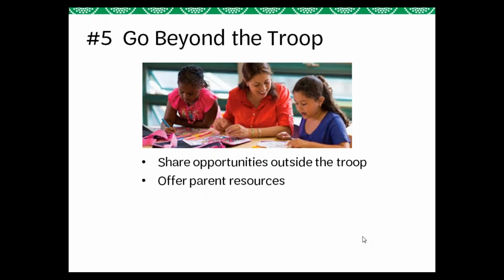Support parents through parent resources. So maybe have some resources your parents can look at, borrow, and use. I know of some service units and troops that may have a small resource library of used journeys, for example, that parents can take a look at and use with their daughter.